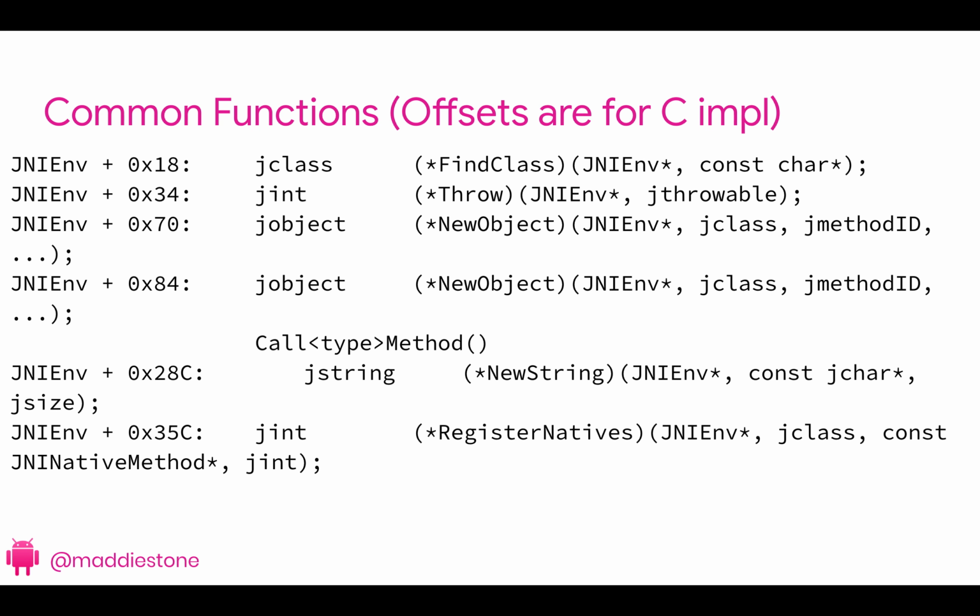Some of the most common functions you may need within a native library in an Android app are, for example, RegisterNatives, which is at offset 0x35C in our JNI environment struct. That is how we knew that was a call to RegisterNatives. You don't have to memorize that.